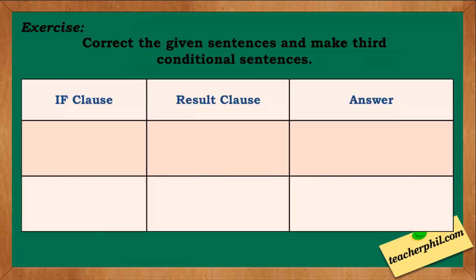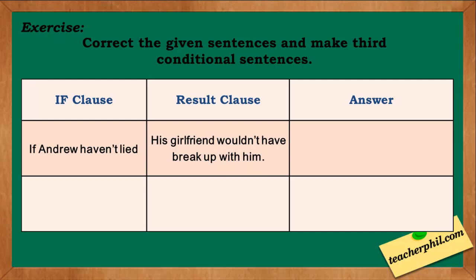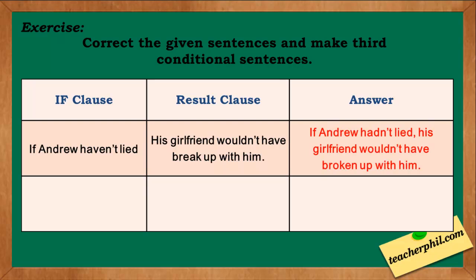For our exercise, correct the given sentences and make third conditional sentences. The first one: if Andrew hadn't lied, his girlfriend wouldn't have break up with him. The answer is, if Andrew hadn't lied, his girlfriend wouldn't have broken up with him. The if clause here is in present perfect. We need to change it into past perfect.